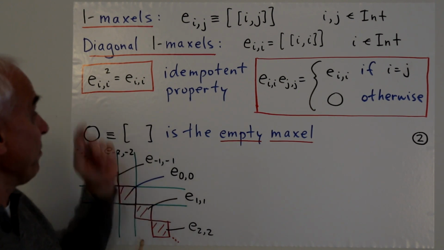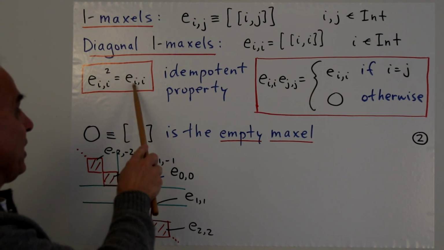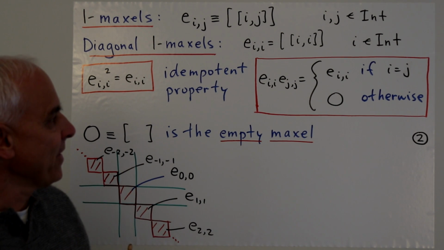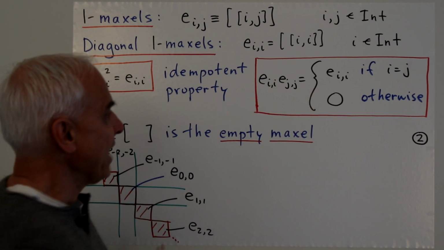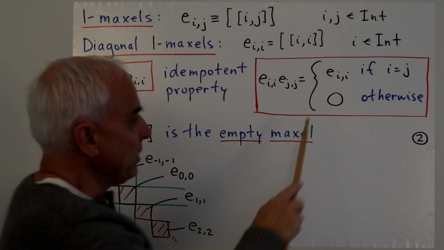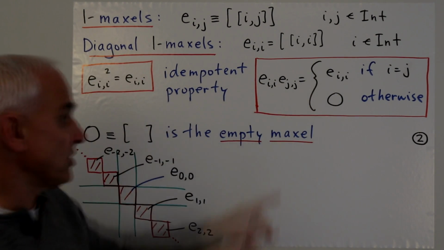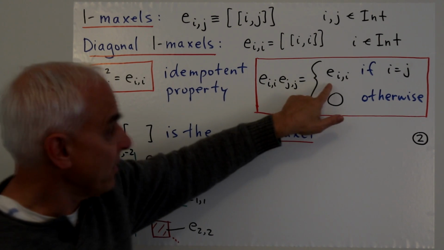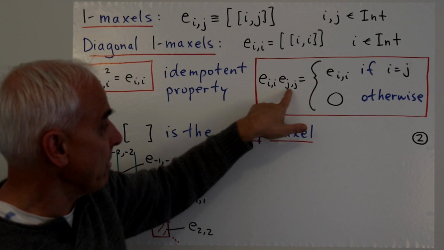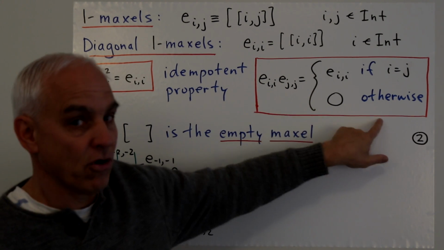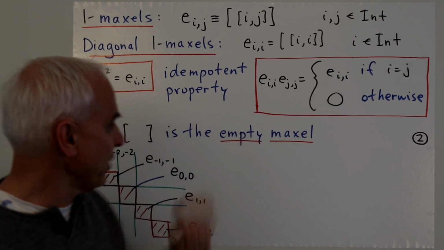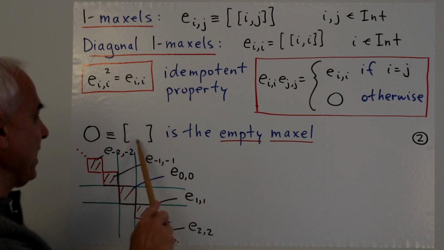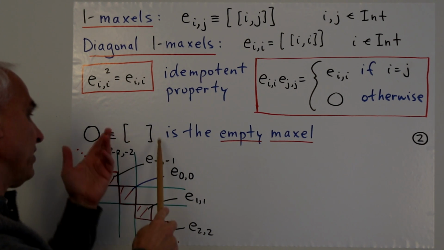And they have the idempotent property that Eii squared equals Eii. And if you multiply one of these diagonal ones with another one, you either get the one that you started with if they're both the same. That's basically this rule here. And if they're not the same, if these numbers are not the same, you get the zero maxel. So this 0 here represents the zero maxel, or the empty maxel, just the empty set.